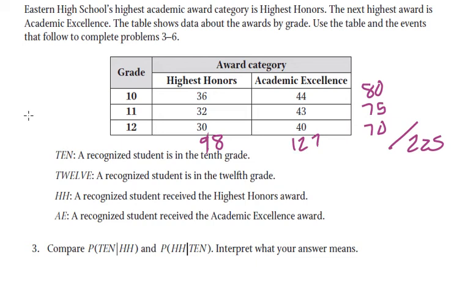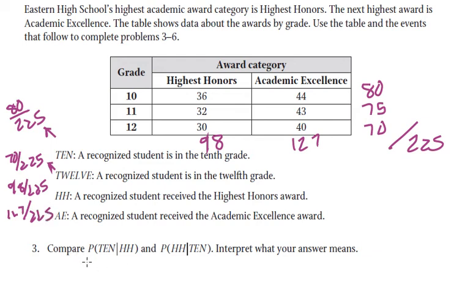So the probability that we have a 10th grader is 80 out of 225. So that's the probability of a 10th grader. Then the probability of a 12th grader is 70 out of 225. Then the probability of highest honors is 98 out of 225. Then the probability of academic excellence is 127 over 225. So now we're supposed to compare these two probabilities.